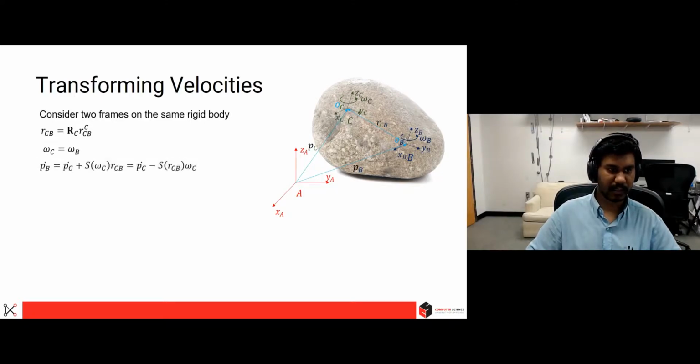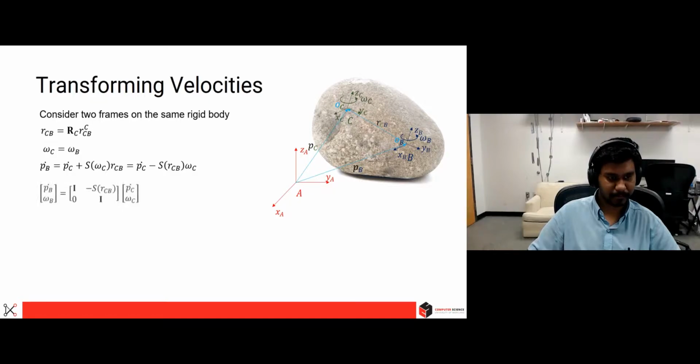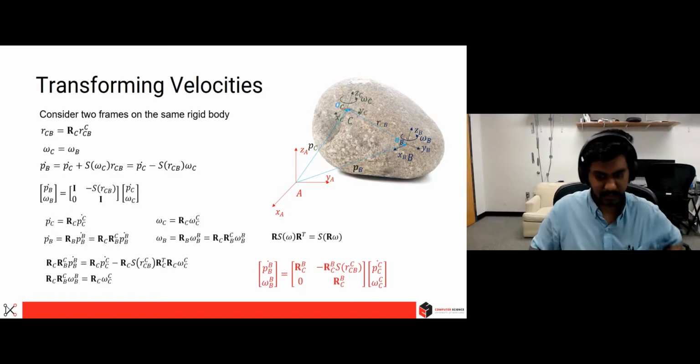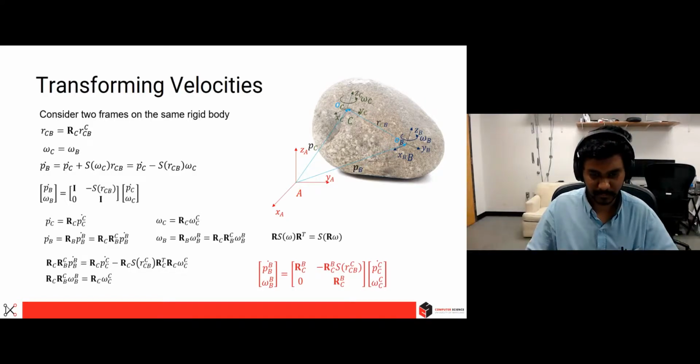And we know that because they're rigidly attached to each other, the angular velocities omega C and omega B are exactly the same. Differentiating the equation from the previous slides, we get PB dot as PC dot plus skew symmetric matrix of omega C into RCB, which in turn can be written as PC dot minus skew symmetric of RCB into omega C, because we know that swapping the order of the vectors in the cross product negates the sign. This could be compressed into a matrix equation as shown. To summarize, these are the equations which are written again. Pause the video for a second and go through these equations. The final summary is the one shown in red here, which is P dot represented in B, omega represented in B, is given by this matrix into the velocity in frame C and omega in frame C.